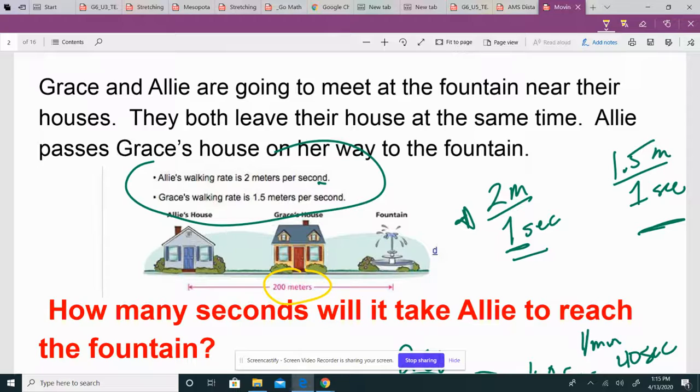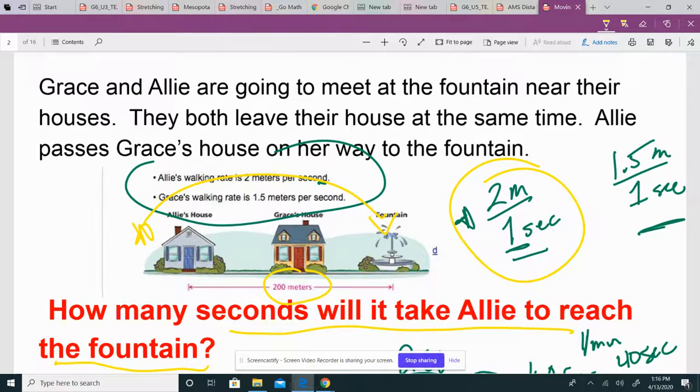So the question asks us, how many seconds will it take Allie to reach the fountain? Well, what do you need to do? We need to figure out how long it's going to take Allie to get from her house over to the fountain. Her house is 200 meters from the fountain, and she walks at a walking rate of 2 meters per second.